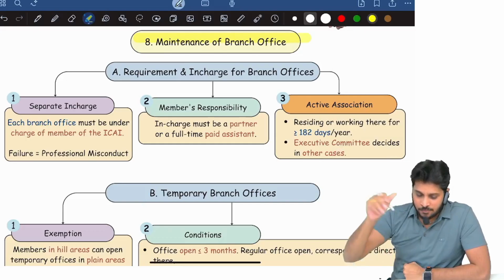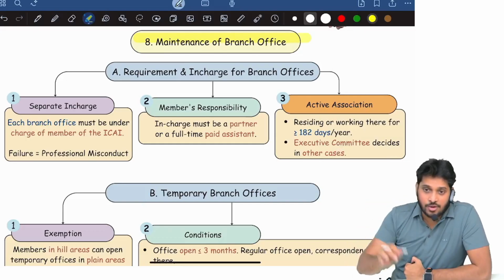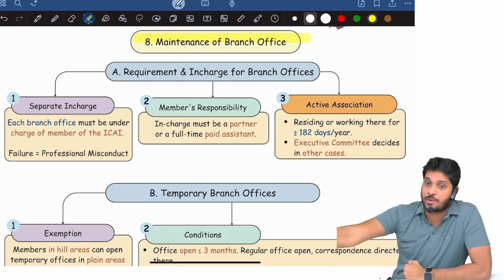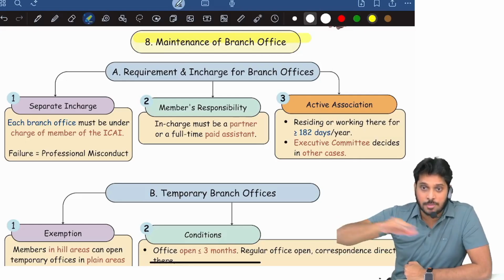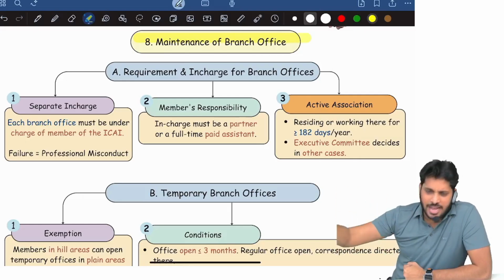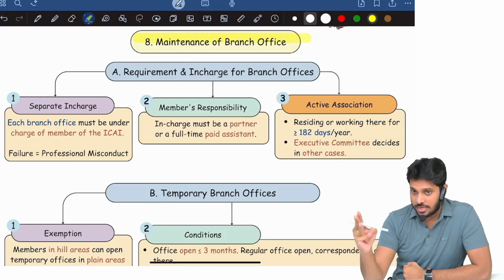That's it. Now, a member who is generally practicing in hill areas can open a temporary branch in a plain area, even though the branch is beyond 50 kilometers. Even though the branch is beyond 50 kilometers, the member can open a branch office in a city of the plains, provided the branch office is temporary, only for up to 3 months. That's it.